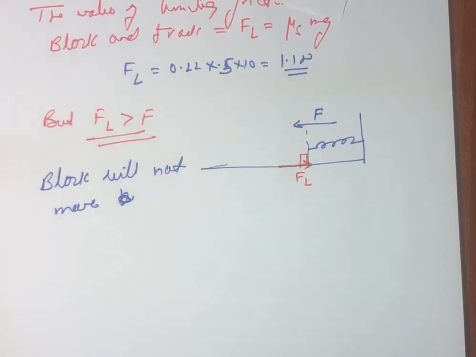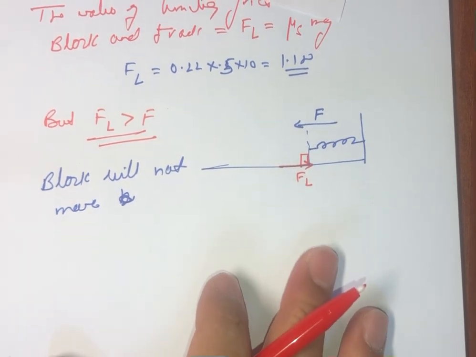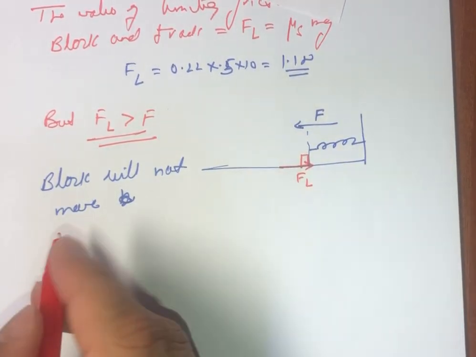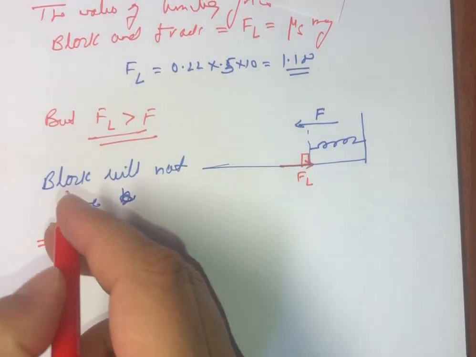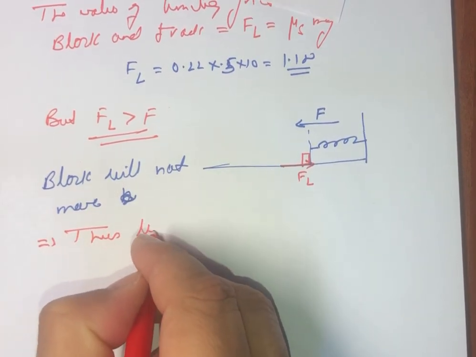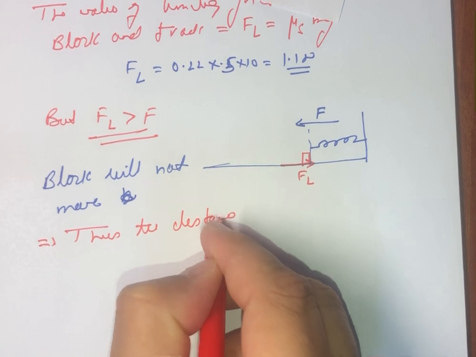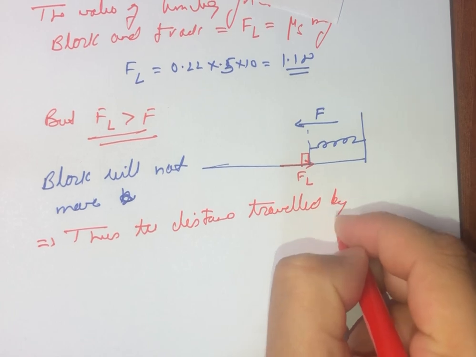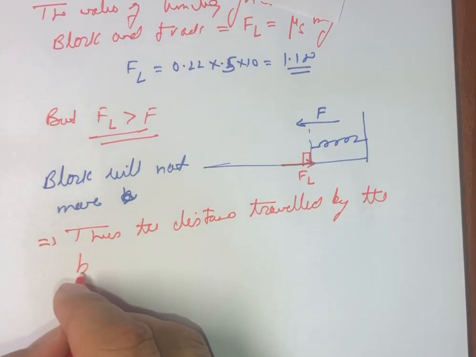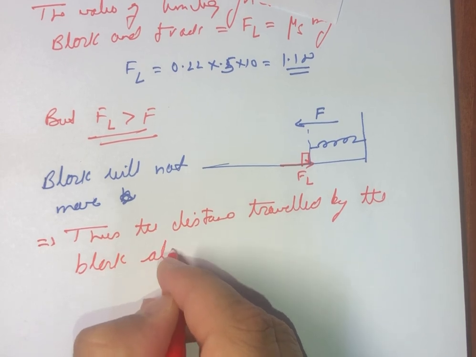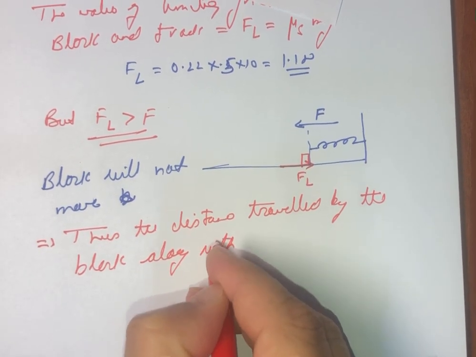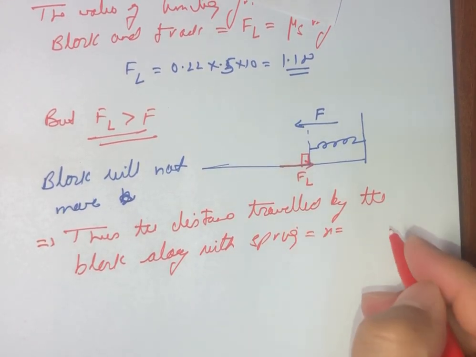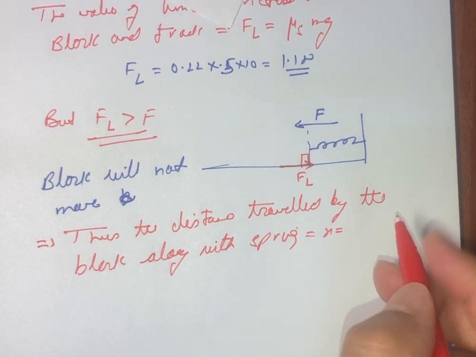As the block will not move, the distance traveled by the block along the spring will be equal to x, and that value of x is given as 0.1 meter.